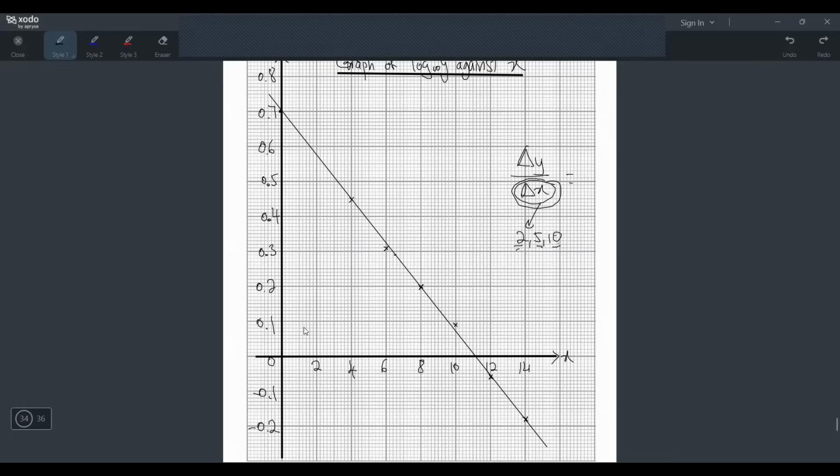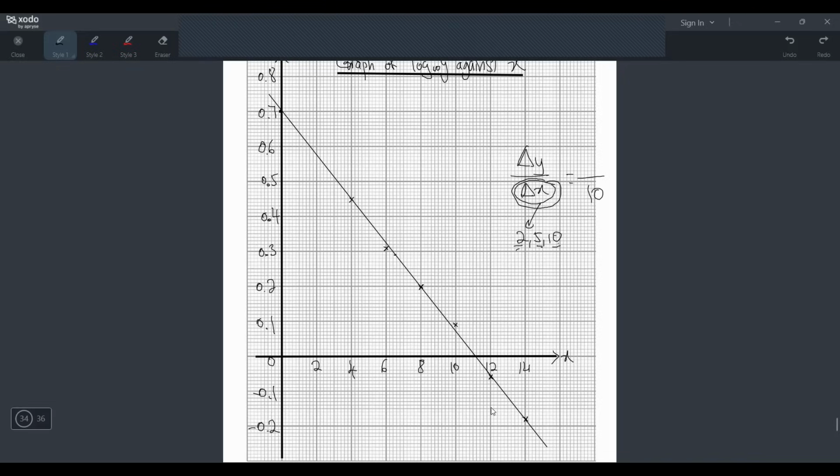So if I am you, I will choose 0 until 10. That is really smart because if you choose 0 until 10, your difference in x is 10. It means you just divide by 10. And when you divide by 10, confirm your answer will be a very nice answer. You don't have to round off. If you follow my steps, right? Or you can also choose 2 until 12, because the difference is 10 also. Or maybe 4 until 14 can also.